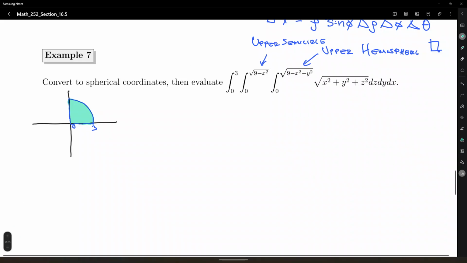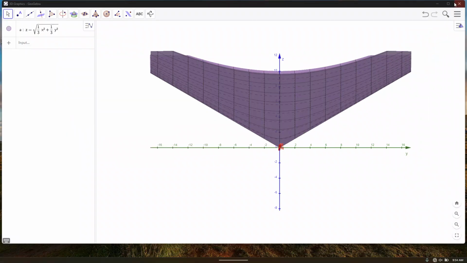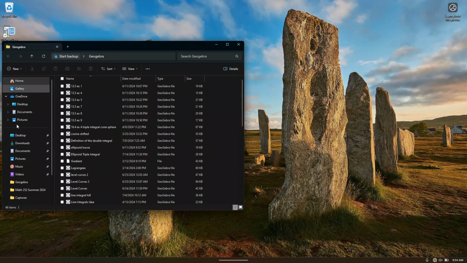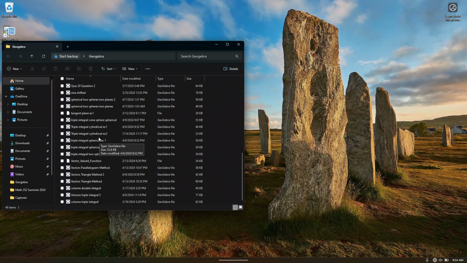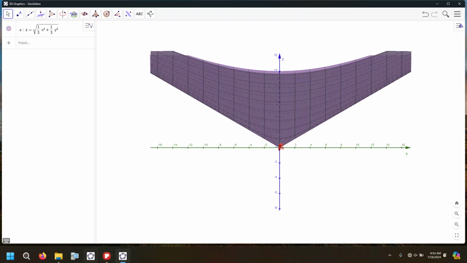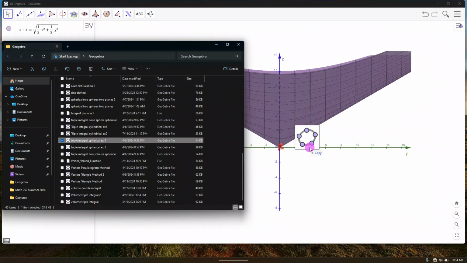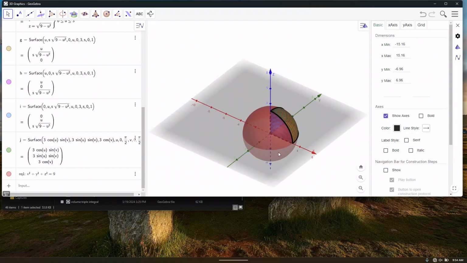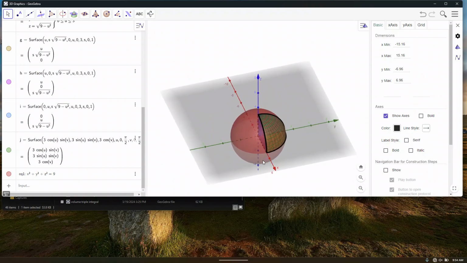Now, let's have a look at the solid. I know I have the file right here. So there you go. Triple spherical example 1. It didn't go through. All right. There we go. So this is our solid right here in question. If we were to have all the sphere, which I have overlapping the solid, well, let me uncheck the entire sphere.